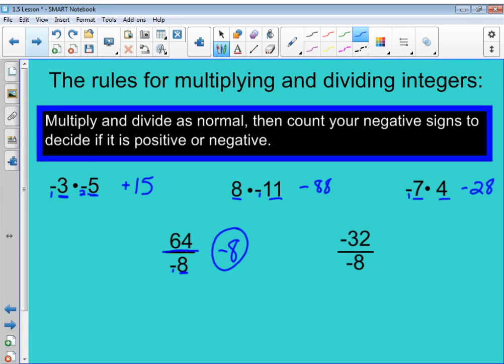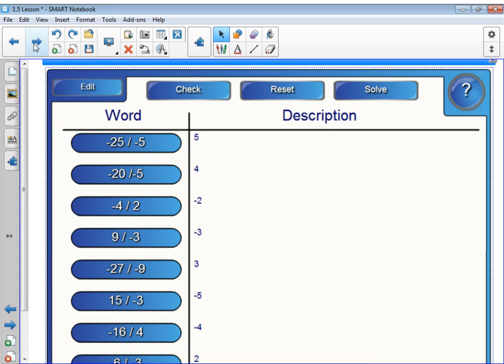It's just that now, to get our digit, we divide between the numbers. So 32 divided by 8 is going to give me 4. Count our negatives. 1, 2, that's an even number, so that's a positive 4. Okay, so that's what we're going to be working with today. We're going to go ahead and jump past these. Well, I jumped past the previous one.